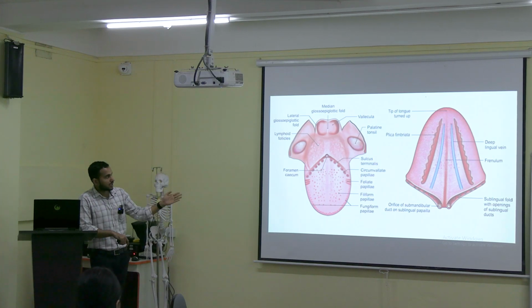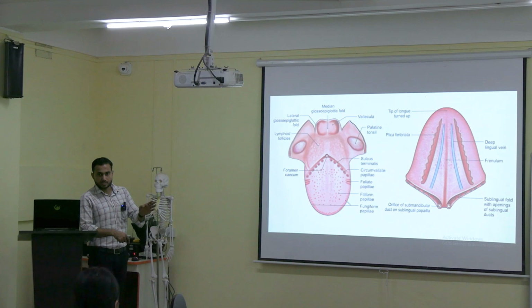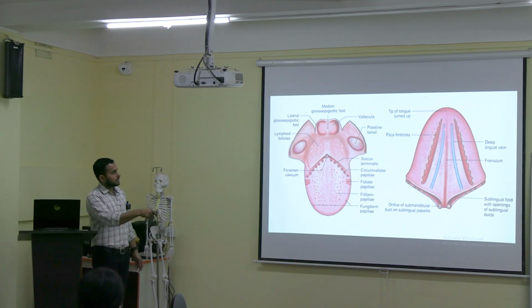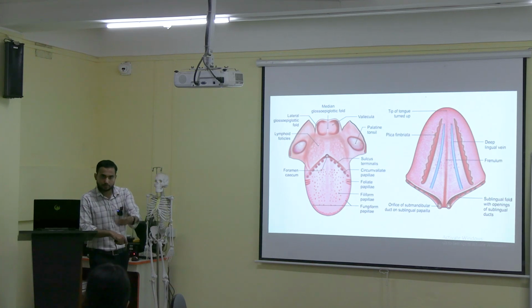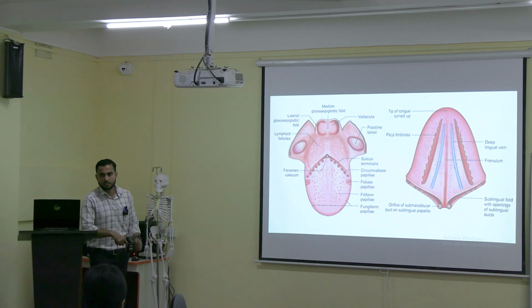Next, if you go laterally from this frenulum, the frenulum is right in the middle. If you go laterally on both sides, you will get the deep lingual vein, which is visible. Stand in front of a mirror, elevate the tongue, and under a light you can see the deep lingual vein on either side. If you go more laterally, another mucosal fold can be seen, called the plica fimbriata, also seen on the inferior surface of the tongue.